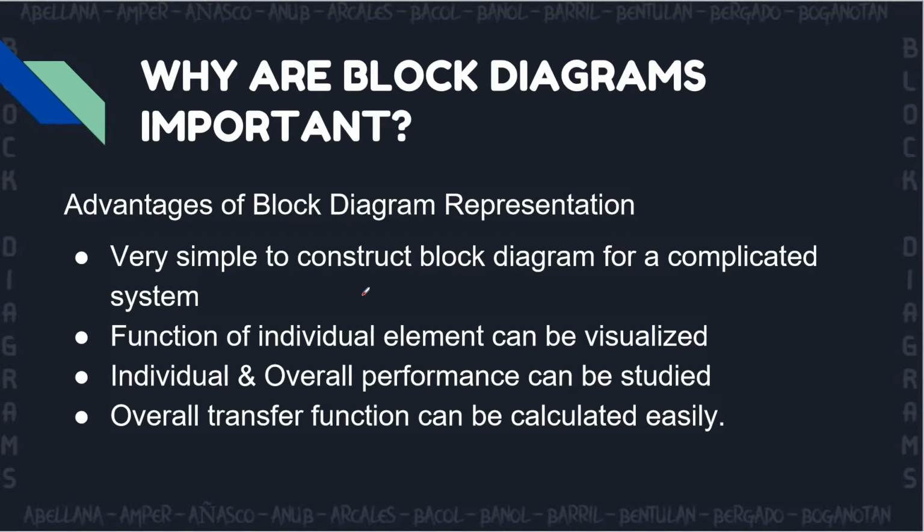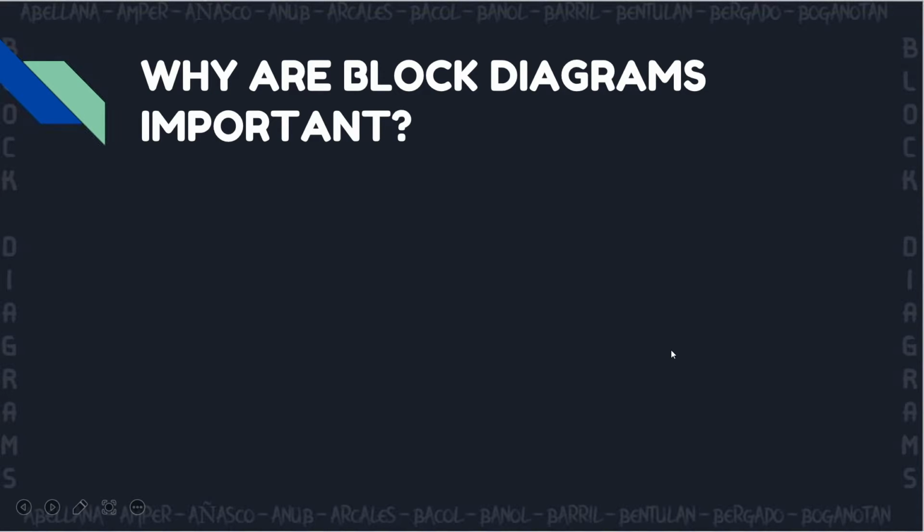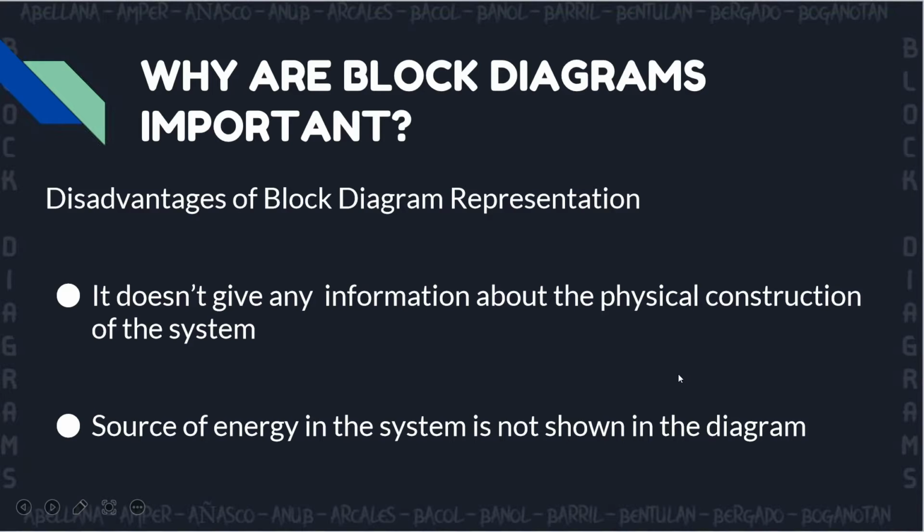Okay, since we have discussed the advantages of block diagrams, and since we all know that there are two sides to the same story, we can determine that using block diagrams has its disadvantages. One disadvantage is that it doesn't give any information about the physical construction of the system. Since the model would be represented by blocks and not the physical structure itself, it would be hard to determine what type of machine or process it is modeled out of if you do not have prior or extensive knowledge about the model.